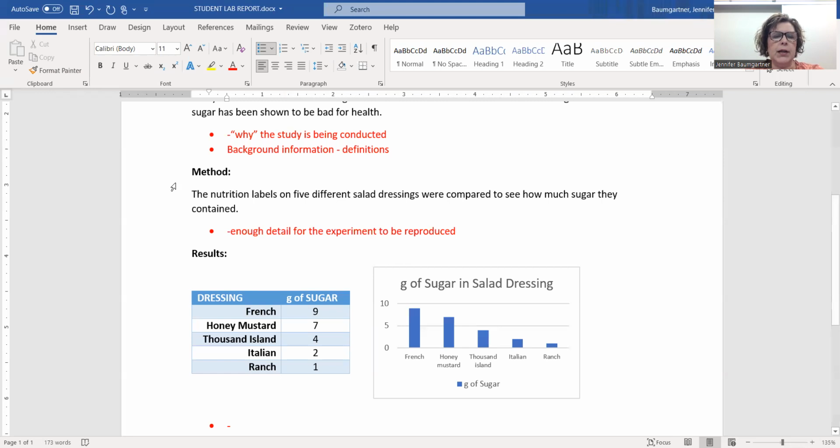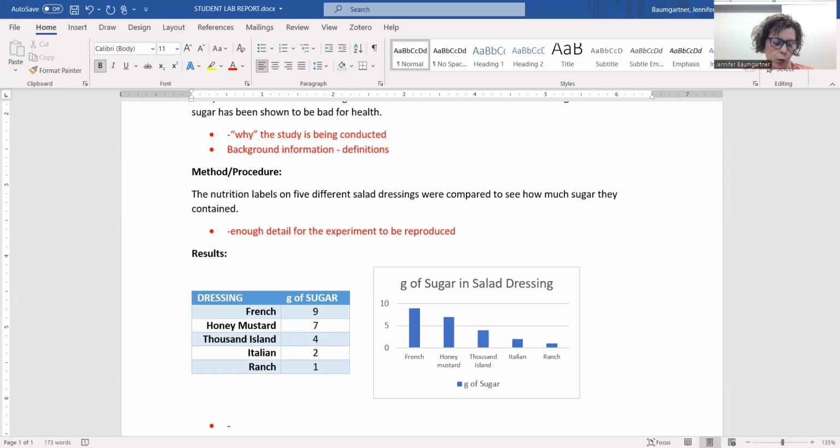So again, the big takeaway here: method. If we go back to the scientific method, step 1 is to come up with a question and form a hypothesis. Step 2 is to design an experiment and conduct it. And that's what the method section is. The method section is the second step of the scientific method. Sometimes this is also called procedure, so you might see this written out as procedure.